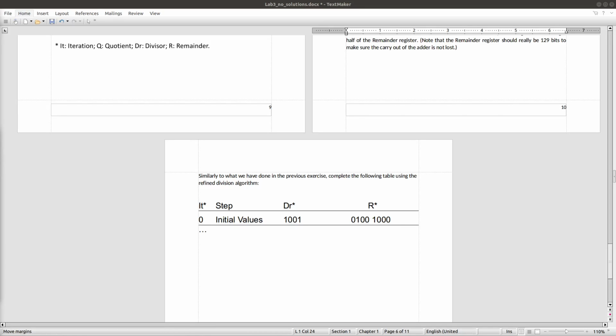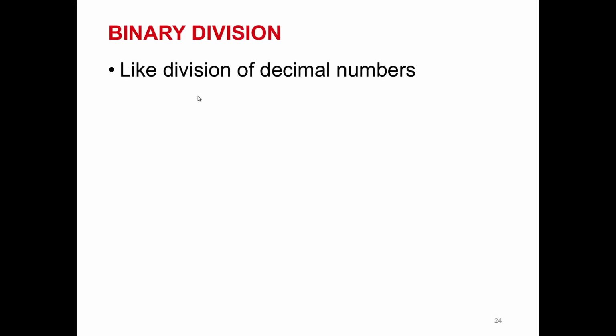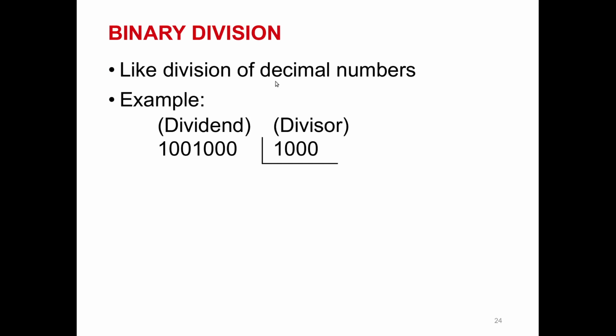Now I will go into the detail by coming back to my slide. Here we have an example of how binary division works. It works similarly to division in decimal. For example, we have a dividend 1001000 and a divisor 1000. This is 72 divided by 8. So we will do the same as what we did with decimal numbers.